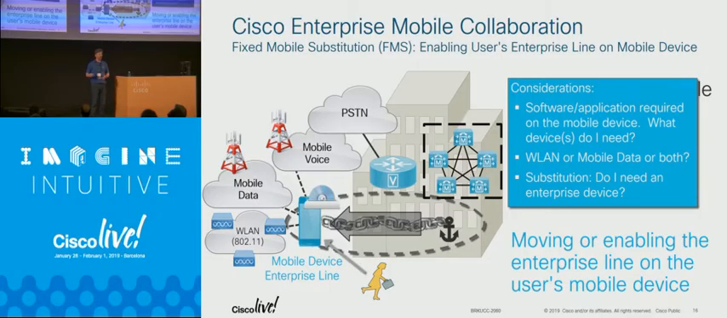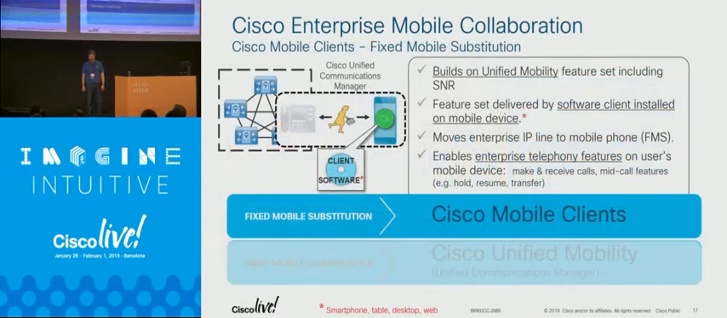And so many customers have this scenario where they have users on their system, but the only way their users connect in is through Cisco Jabber, for example. They don't actually have a physical phone. So that's fixed mobile substitution. And so again, we'll spend the majority of our time for the remainder of this session really focusing in on fixed mobile substitution and the clients that enable that capability.